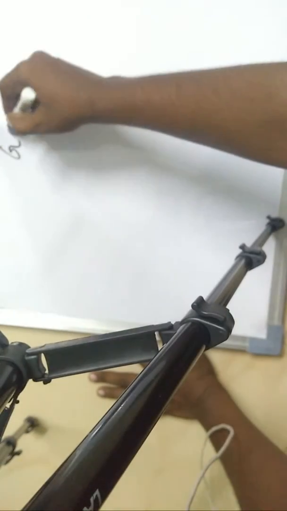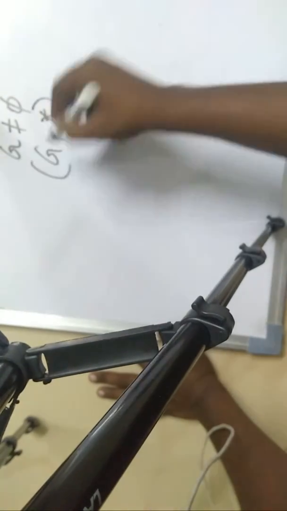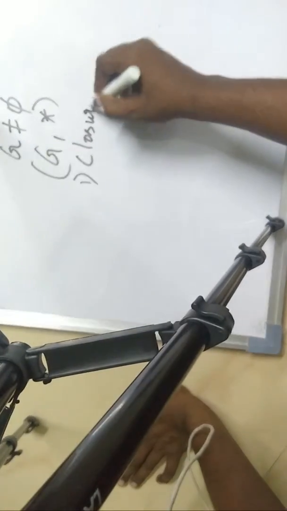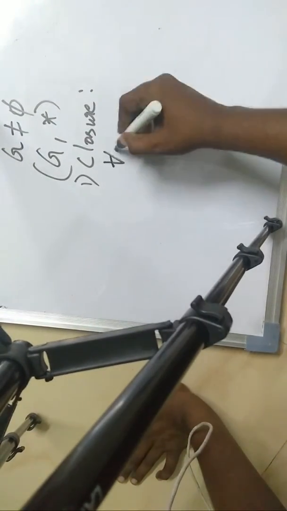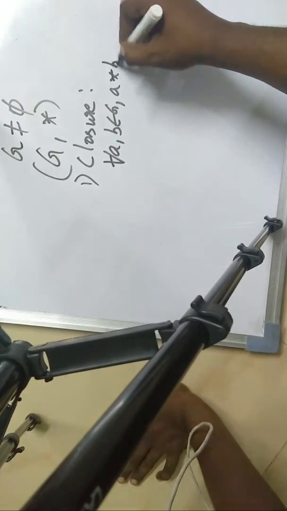Now let us move to the next property. You have a non-empty set along with the binary operation star. The first one is closure, which says that given any a comma b in G, you must have a star b in G. That is, take any two elements and do a fixed operation between them. It gives back an element in the same set.